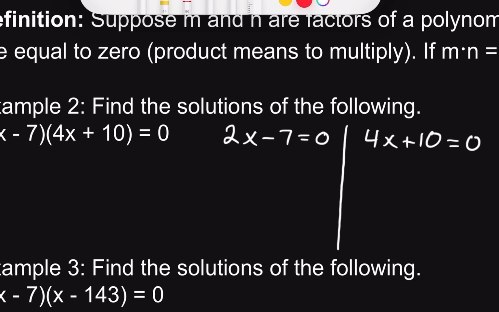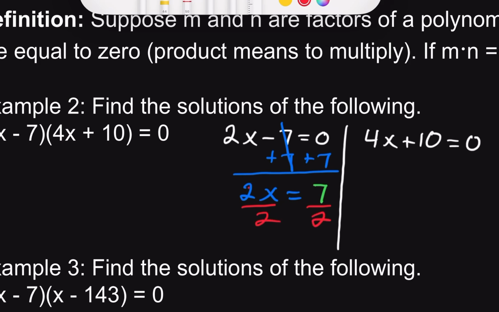Let's solve for x. For the first one, to solve for x, we want to add 7 to both sides. The 7s cancel each other out. And now what we're left with on the other side, we're left with 2x by itself. And 0 plus 7 is 7. Then you want to get x by itself, but there's a 2 being multiplied to the x. So we're going to divide both sides by 2.